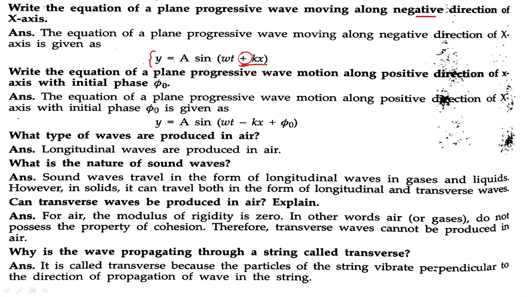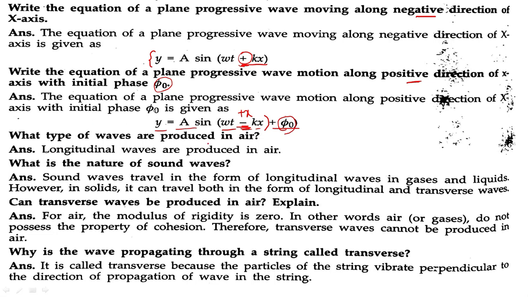Okay. Write the equation of a plane progressive wave motion along positive direction of x-axis with initial phase phi naught. So the equation is y equals a sine omega t minus kx plus phi naught. This phi naught is the initial phase. If the initial phase is 0, the equation will be omega t minus kx, similar to the previous two questions. It travels in the positive x direction, so that will be omega t minus kx. So minus kx means plus x direction. I have repeated these points three to four times already.